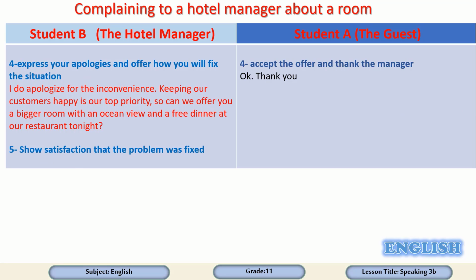Student B then will express apologies and will offer to fix the situation. He or she can say, "I do apologize for the inconvenience. Keeping our customers happy is our top priority, so can we offer you a bigger room with an ocean view and a free dinner at our restaurant tonight?" And student A will accept the offer and thank the manager. He or she can say, "Okay, thank you."